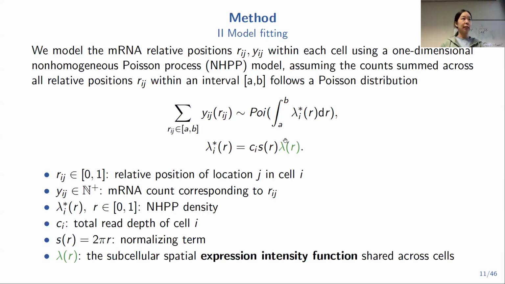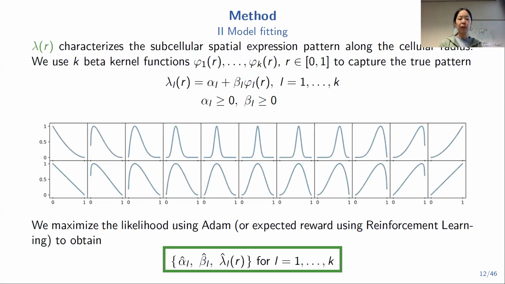And this lambda(r) is the term that's shared across cells to model the pattern we want. So here's the model fitting part. After we propose the model, we want to estimate everything. The strategy we used here is we propose a number of kernels and we fit one kernel at a time. Why we do this: it's for numerical stability and also so we can do everything in parallel.